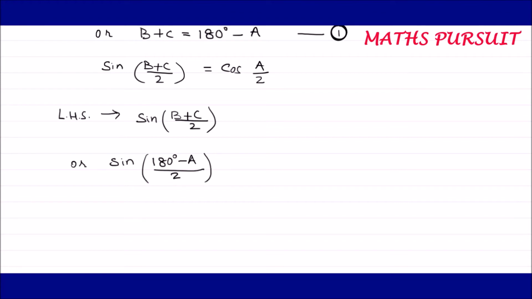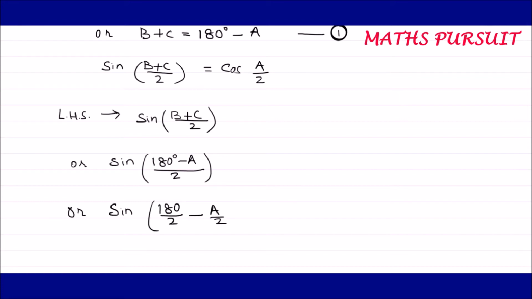Guys, just look at equation number 1. In equation number 1, you could see that B plus C is equal to 180 degree minus A. So what I did, I just replaced the values of B plus C with 180 degree minus A. So for that reason, I wrote that sine (B plus C) upon 2 as sine (180 degree minus A) upon 2. Or the above equation I can write sine (180 degree by 2 minus A by 2).